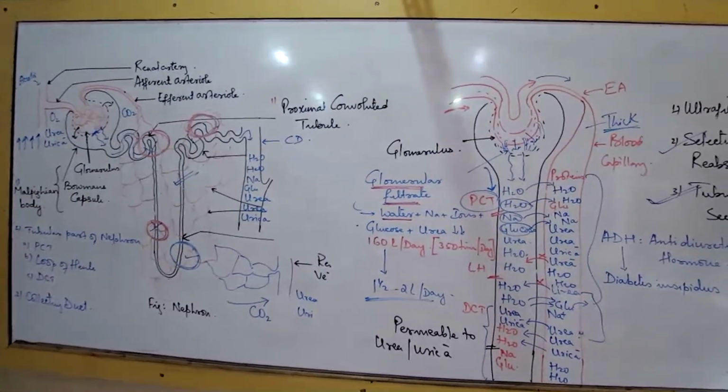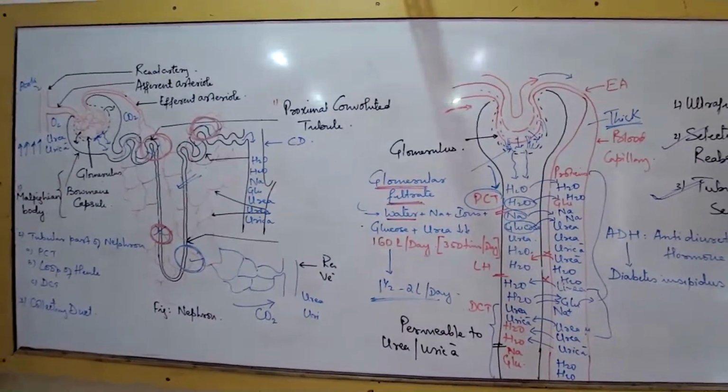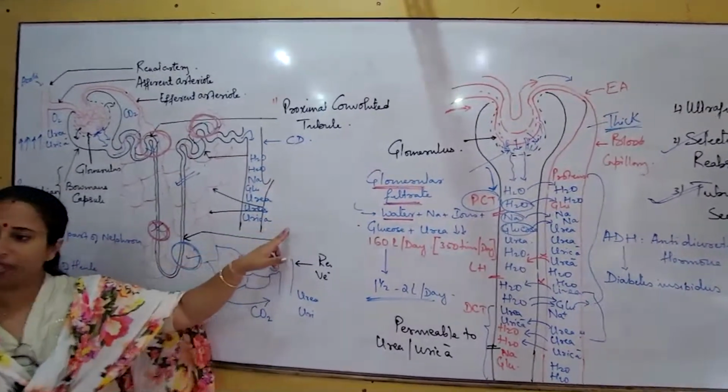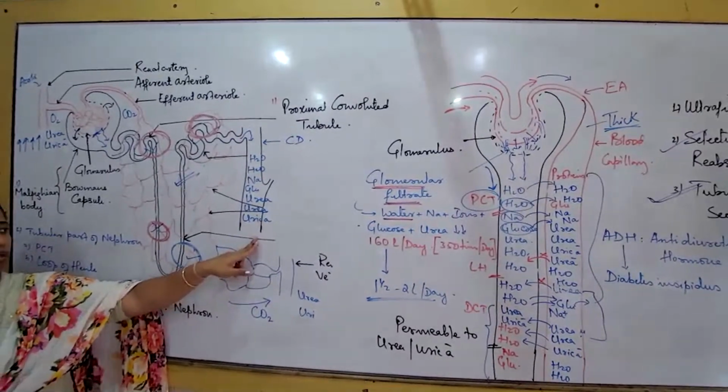Where is urea formed in our body, Rajdev? Super, it's in the liver. You are not attentive, that's why I asked you this.